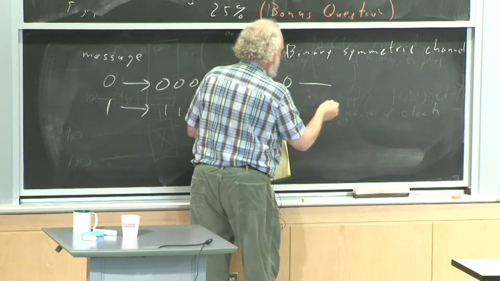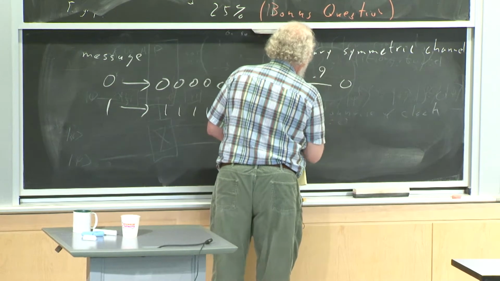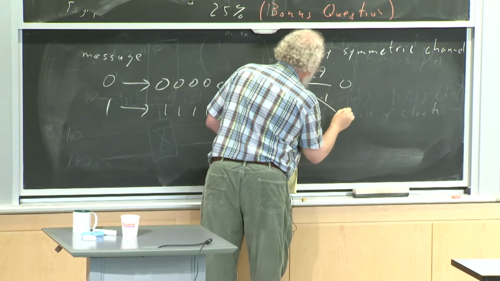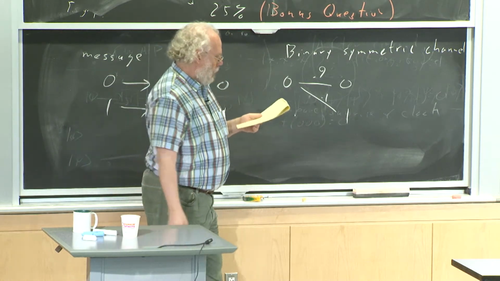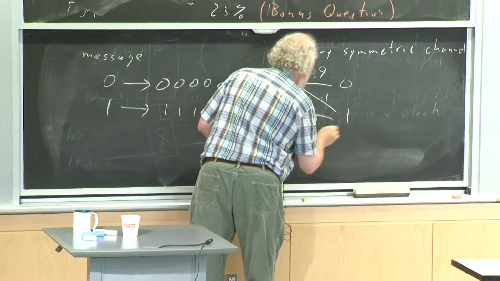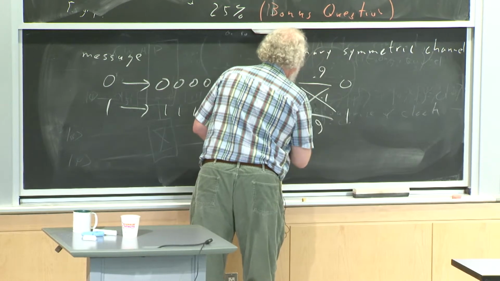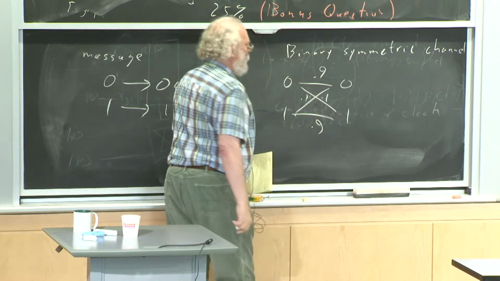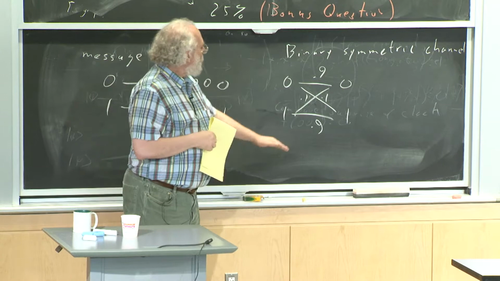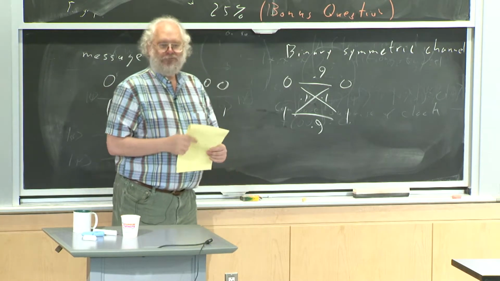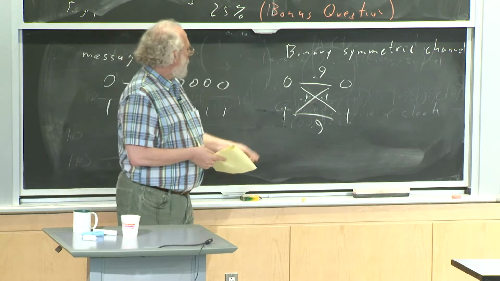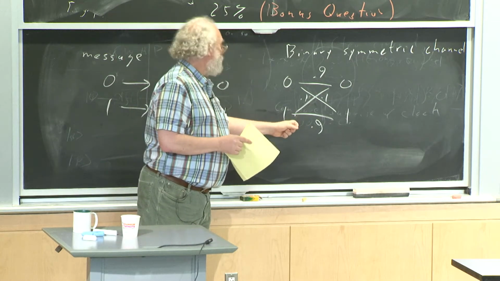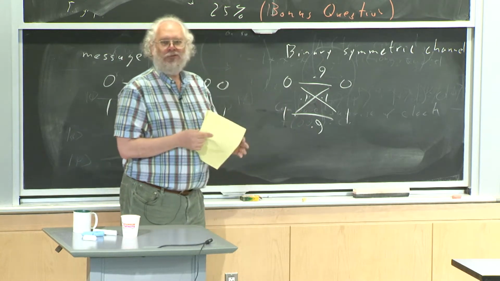So 0 is going to go to 0 with probability 0.9, but maybe it goes to 1 with some small probability 0.1. And 1 goes to 1 with probability 0.9, and it goes to 0 with probability 0.1. So this is a 90% accurate channel. And it's binary because there's 2 inputs and 2 outputs, and it's symmetric because it does the same thing to a 1 as to a 0.